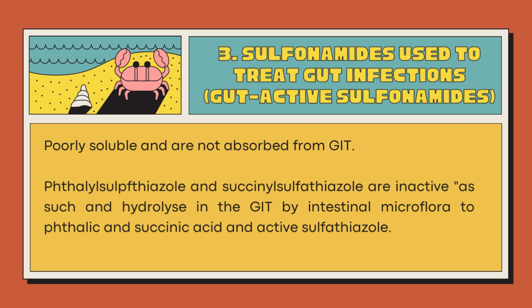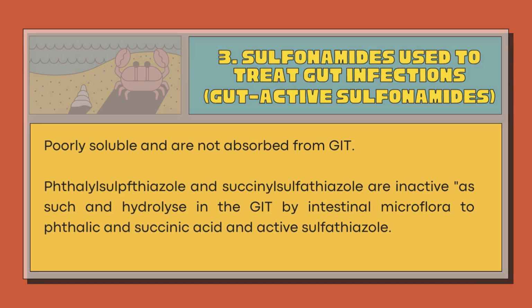Unlike sulfonamides used to treat urinary tract infections, we have sulfonamides used to treat gut infections or gut active sulfonamides. These are poorly soluble and are not absorbed from the GIT. Such drugs include phthalylsulfathiazole and succinylsulfathiazole. They are inactive as such and are hydrolyzed in the GIT by intestinal microflora to phthalic and succinic acid and active sulfathiazole.